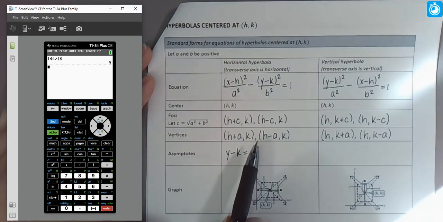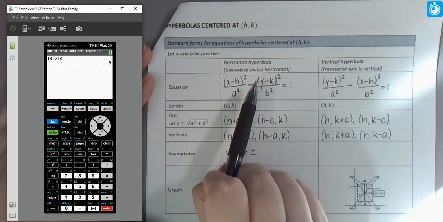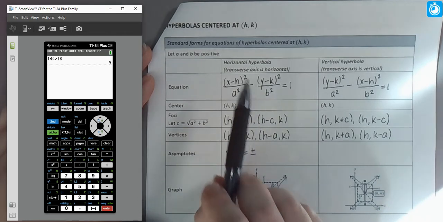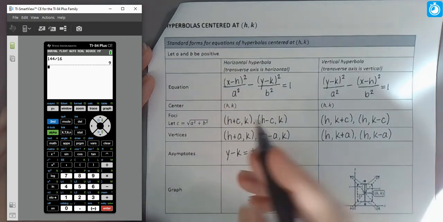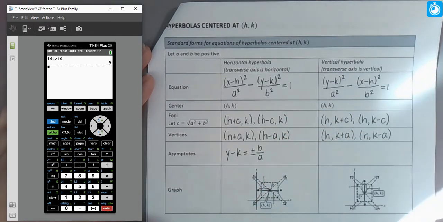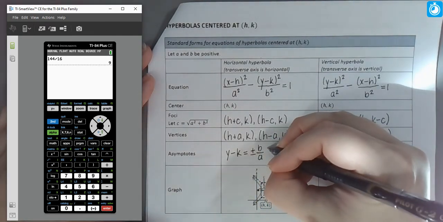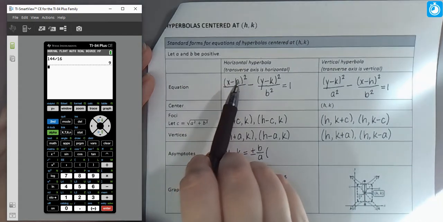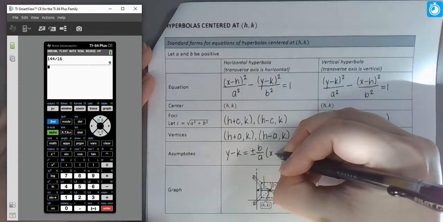Okay, we need the slope. So the value associated with y is going to be b. The value associated with x is going to be a. So that's going to be b for change in y, a for change in x, times, now not x, but x minus h.